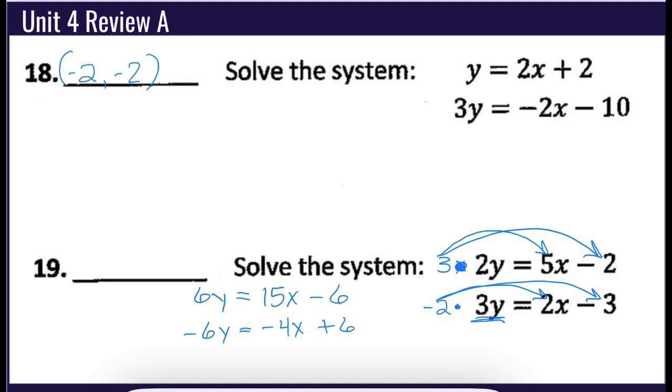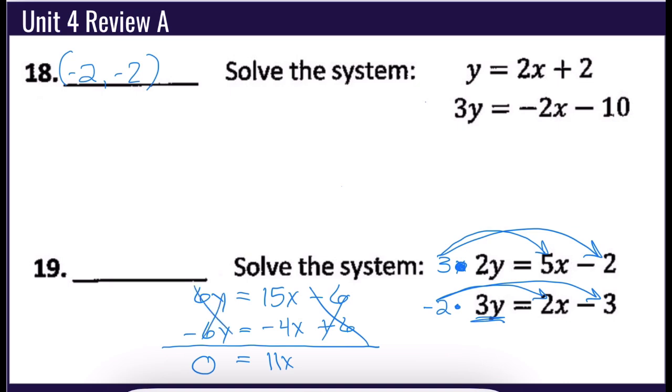So now I'm going to do some combining. 6y minus 6y, they cancel out. It just gives me a 0. 15x minus 4x would be 11x. Minus 6 plus 6 also gives me a 0. So these guys canceled out and these guys canceled out.